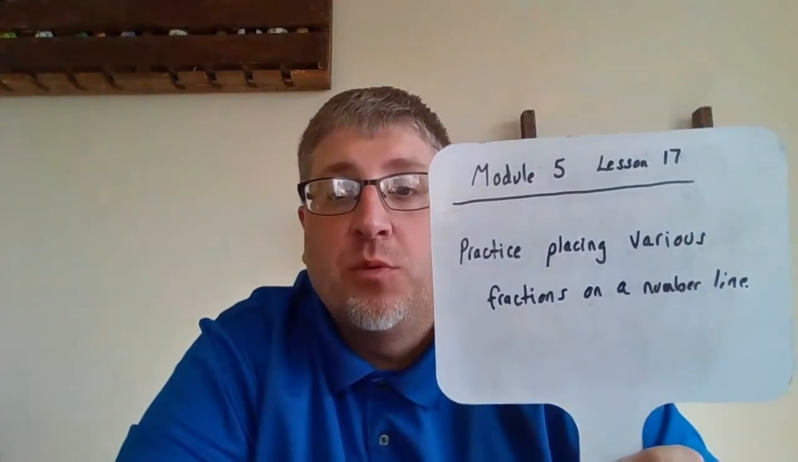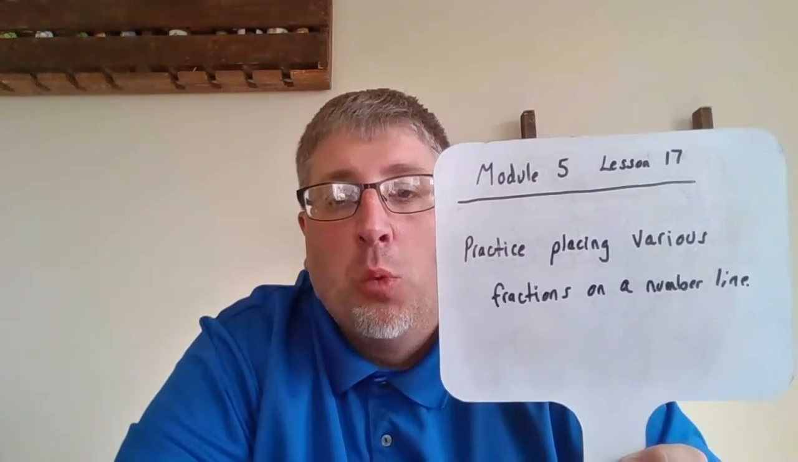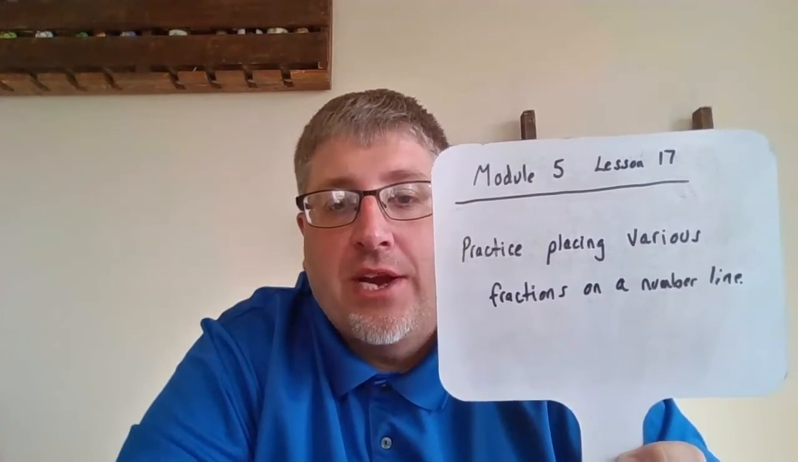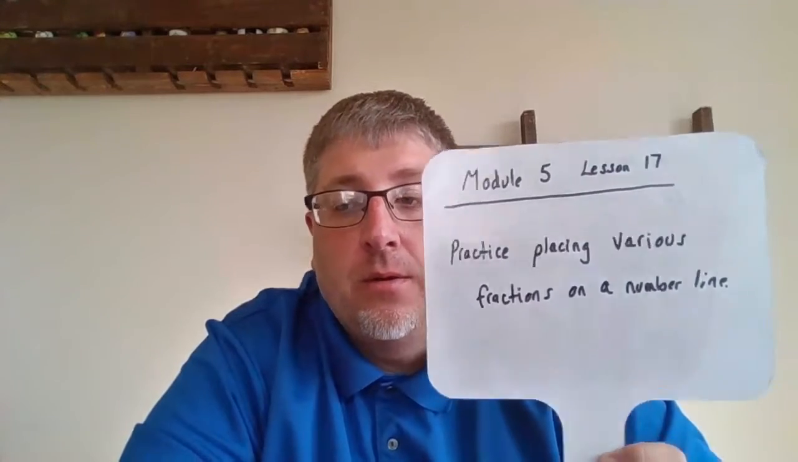Today we're looking at Module 5, Lesson 17. We're going to practice placing various fractions on a number line. Today's example is we are going to look at those whole number fractions and some various other fractions, and we're going to place them on a number line. So we're going to work from a number line, figure out how many pieces need to be cut into that number line, label it, and then plot some points. I have three examples that I'm going to work with first with you.